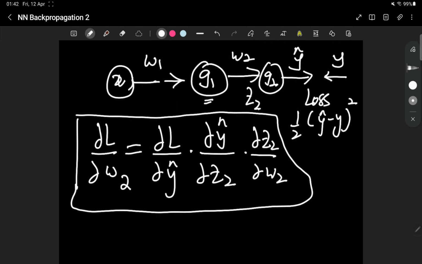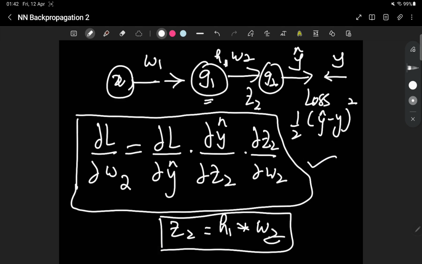In this equation, Z2 is simply the output of the neuron G1, and you can call it, let's say, H1. Let's assume the output here is H1, so that would be H1 times W2. That is primarily your Z2, and this is what you call the chain rule. So using the chain rule you can actually calculate the values of the partial derivatives of the loss with respect to the weights.